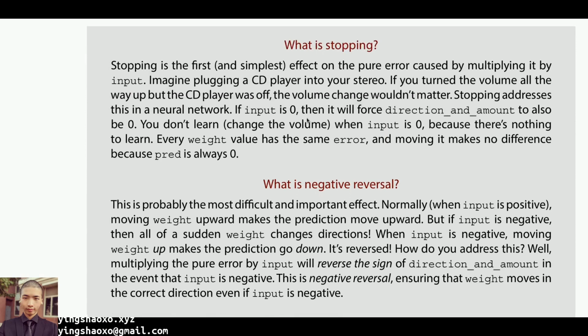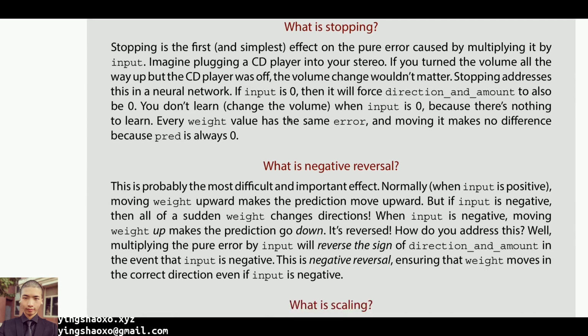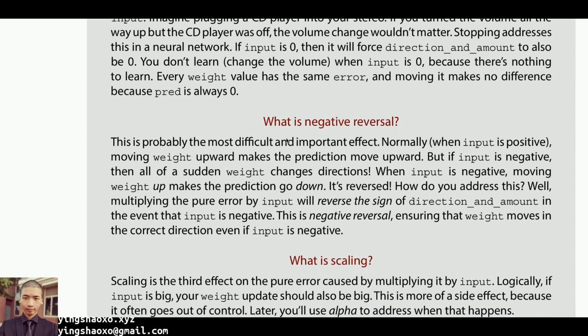If input is 0, then it will force direction and amount to also be 0. You don't change the value when the input is 0. Okay, it's something that I just said before.